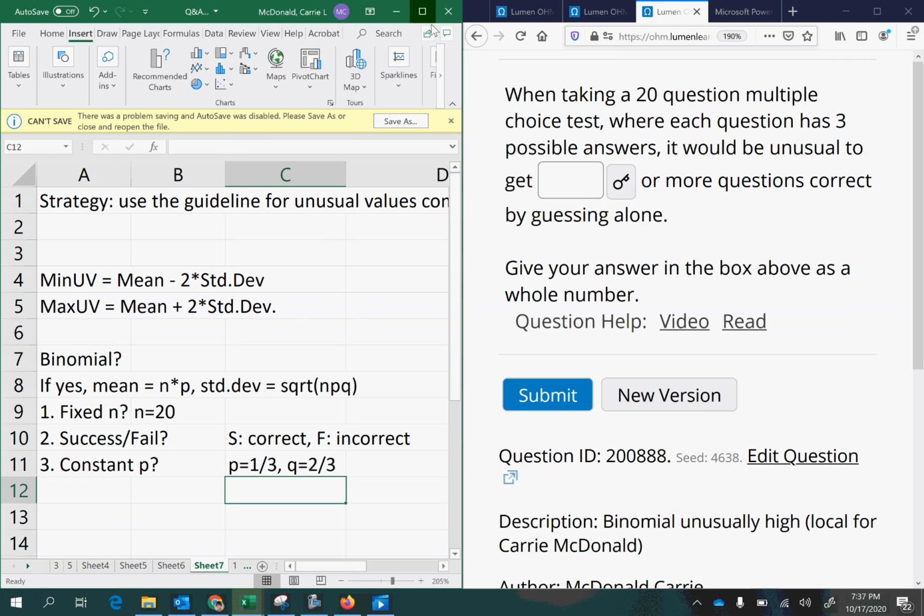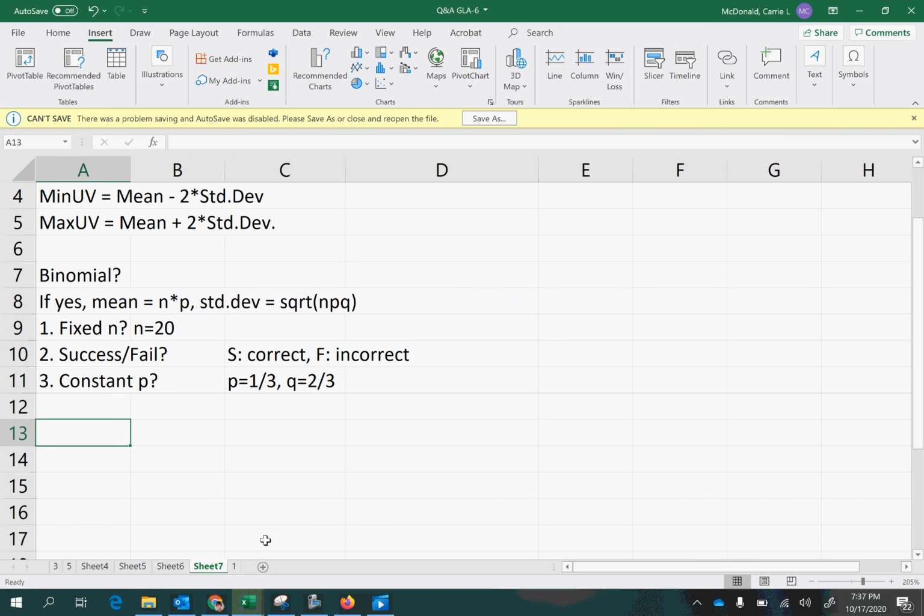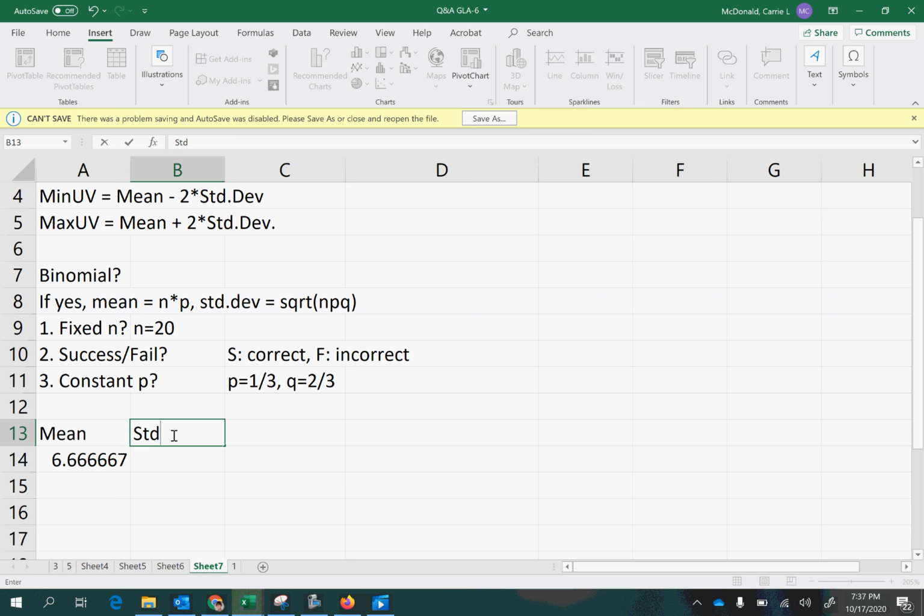So this does satisfy a binomial distribution, which is awesome, because now I can find my mean by multiplying 20 times the probability of success, which is 1/3. Okay, so there's my mean. And then we do our standard deviation, which is going to be S. Standard deviation is going to be the square root of N, which is 20, times P, which is 1/3, times Q, which is 2/3, and then make sure to close all your parentheses and you'll get your answer.